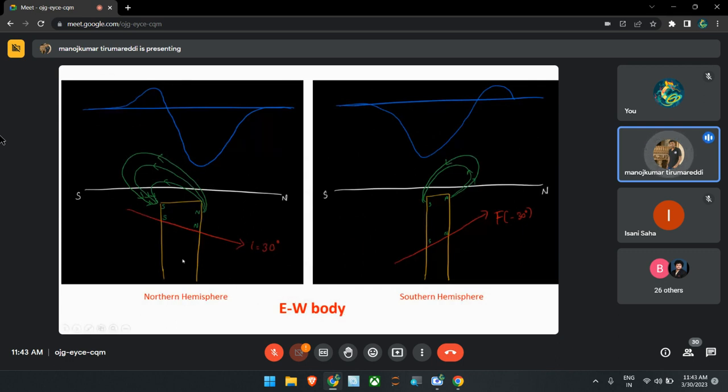See in this slide, compare both images. In the northern hemisphere, field behavior is like this. Here the secondary field is parallel to the primary field, so we will get the positive in the southern part. But in the southern hemisphere, we will get the positive in the north part.